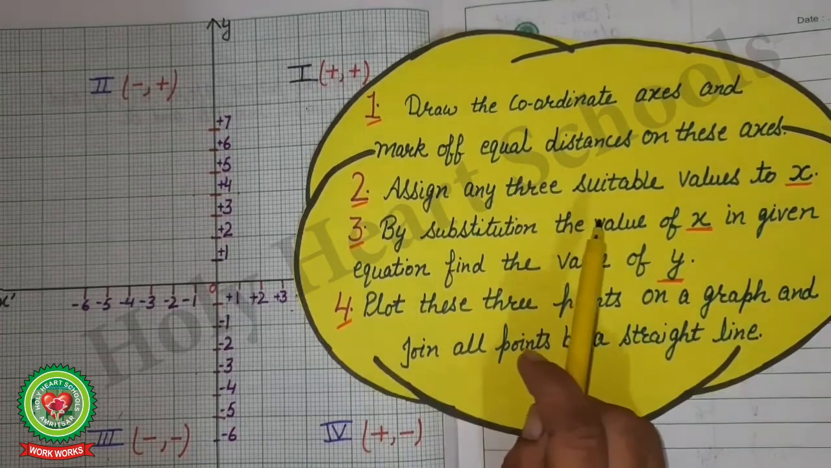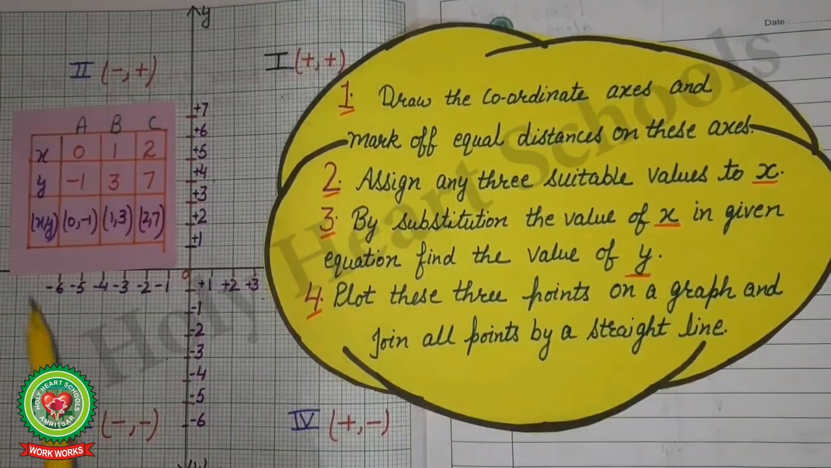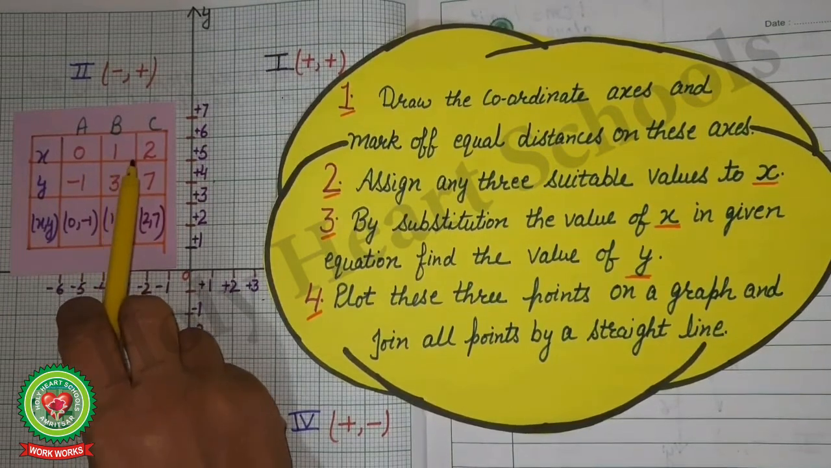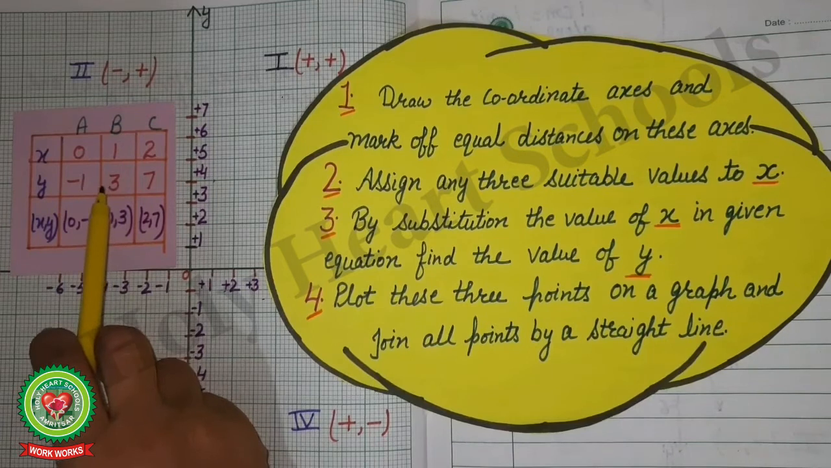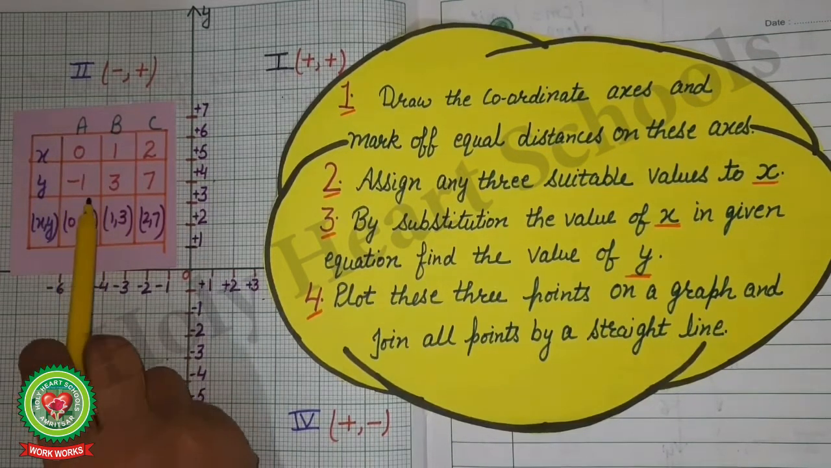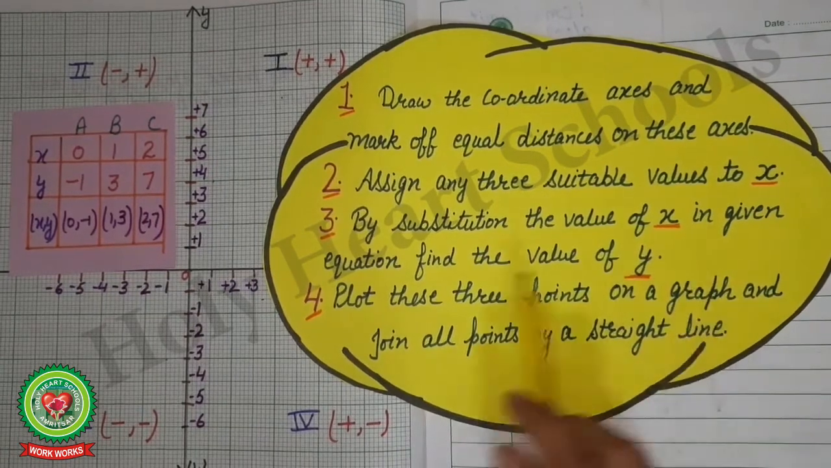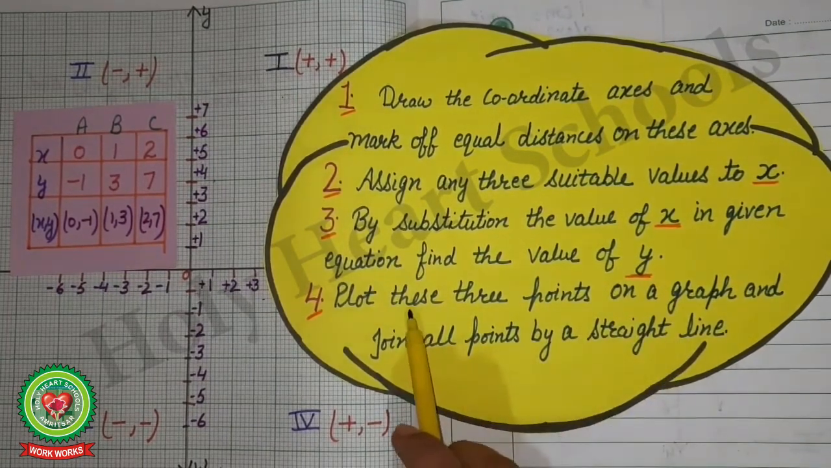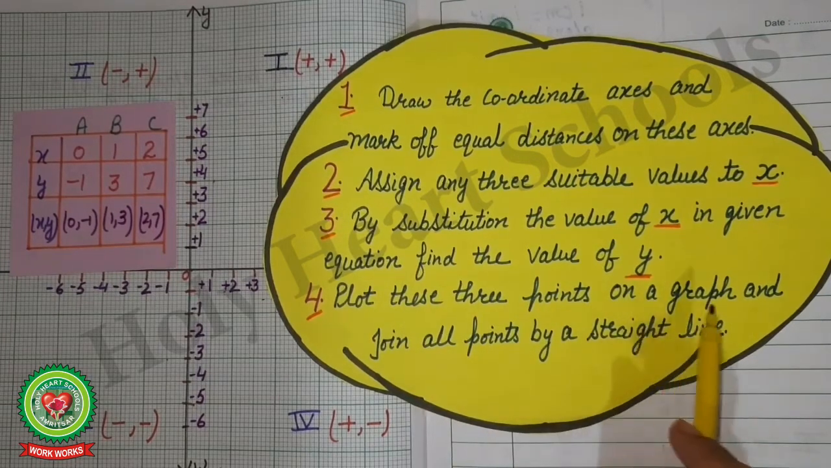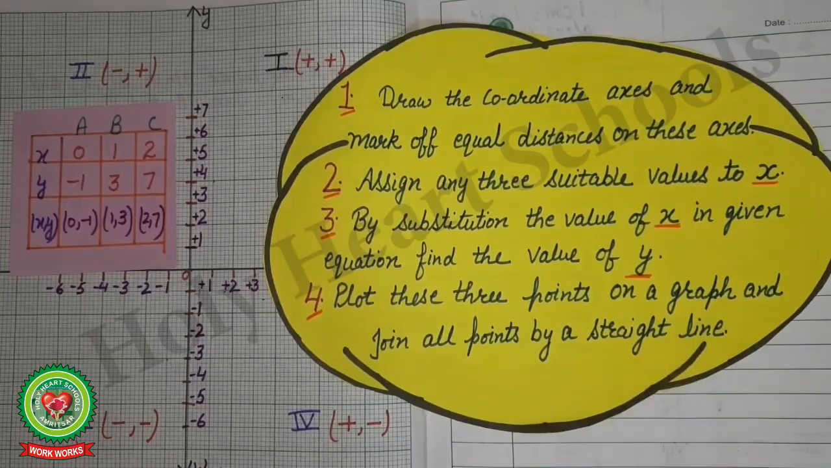Step 2. Assign any three suitable values to x. Now we will assign any three values of x, and then substitute these values of x in the equation, and we will get the values of y. By substituting the value of x in the given equation, find the value of y. And at last, plot these 3 points on a graph and join all points by a straight line.